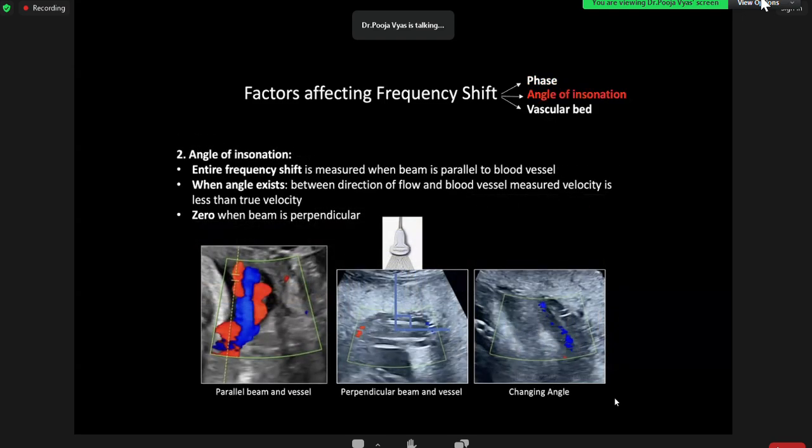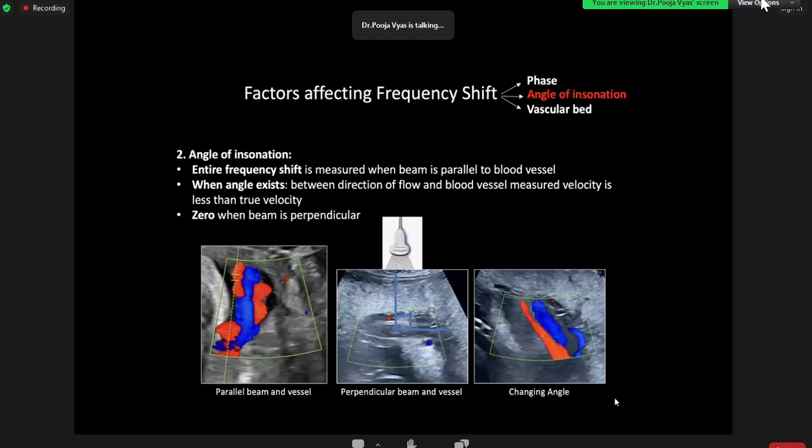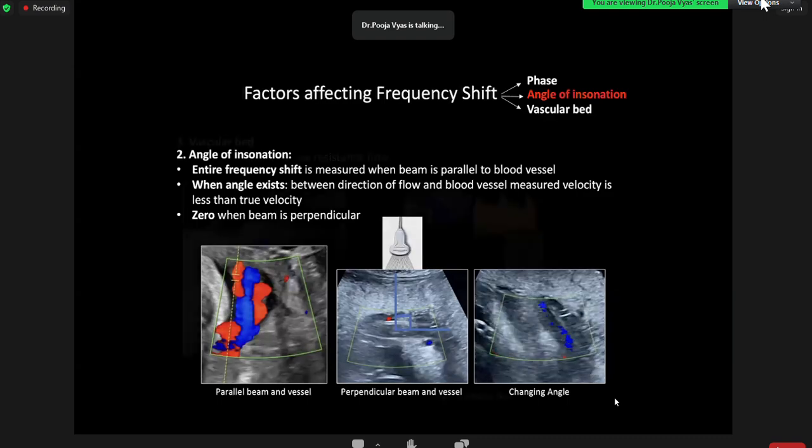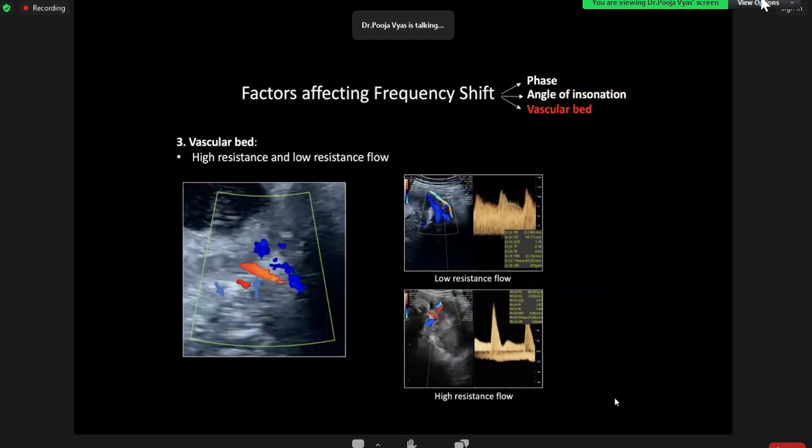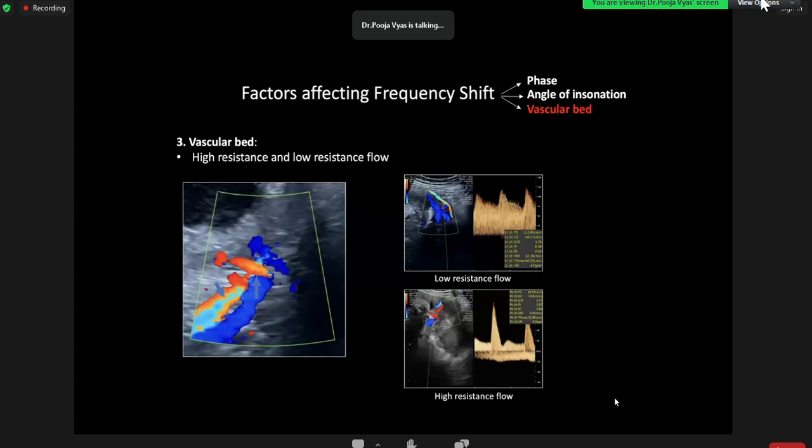Now moving on to angle of insonation. So entire frequency shift is seen when the beam is parallel to the blood vessel. As we see here, when the beam is perpendicular to the blood vessel, we will not see any flow. But the moment we change the angle, we are going to see flow. The third is the vascular bed. We either get a low resistance or a high resistance flow.